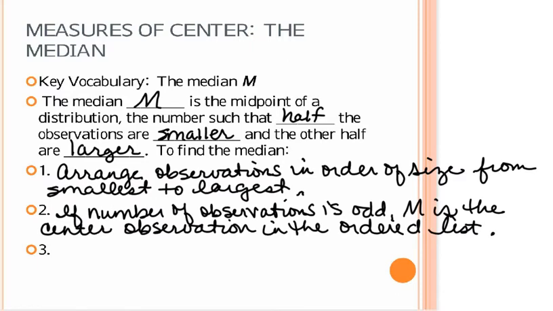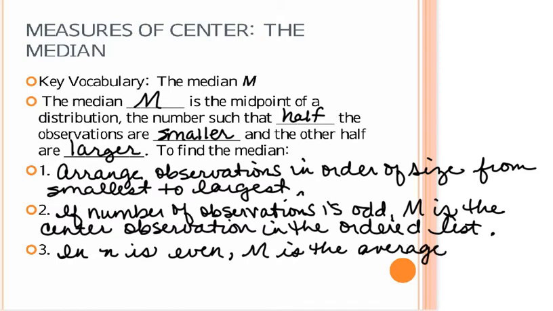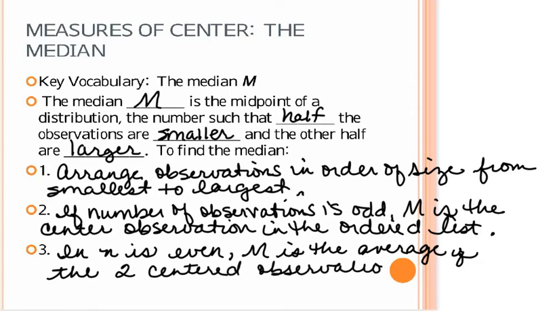Now, if n is even, the number of observations is even, then the median is the average of the 2 centered observations. And we'll do an example like this. You guys have been doing this for a while. I don't think it's going to be that difficult.